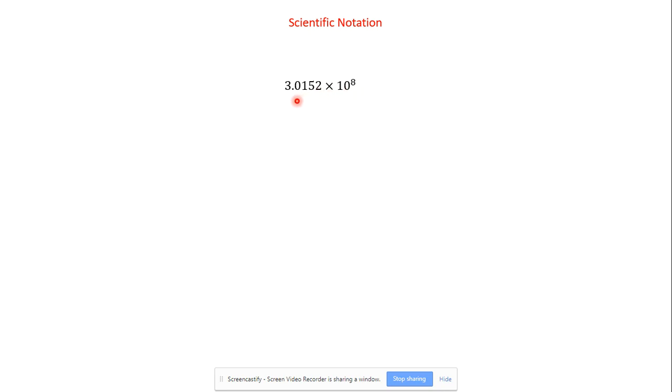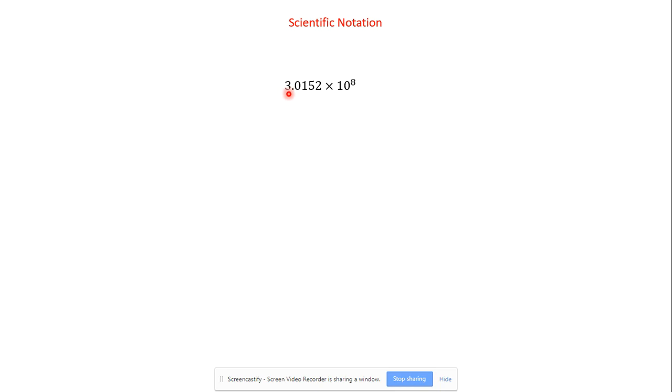That means we're going to move the decimal point 8 places to the right, because this is going to be a big number. And if you actually multiply this out, times 10 to the 8th, you actually get that number. This is mathematically accurate. So what does scientific notation need to have?